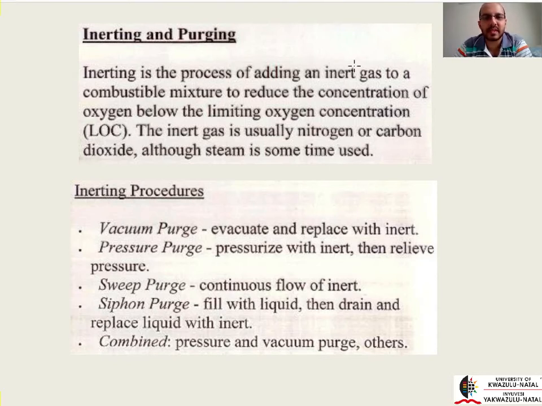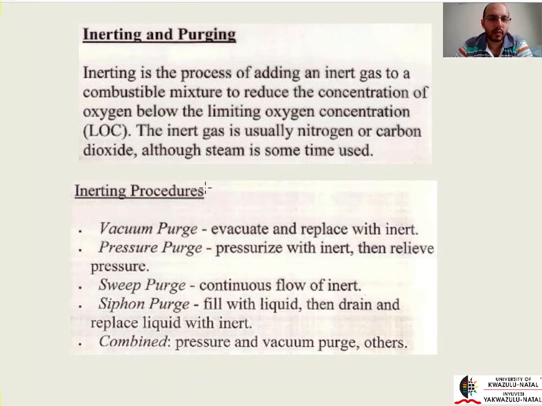Okay, and this is typically achieved through an inerting and purging cycle. So you add an inert gas such as, for example, nitrogen or helium. You add that gas to a combustible mixture to reduce the oxygen such that it's far below the limiting oxygen concentration. And we'll talk about this as we go along. So the inert gas is either nitrogen, it can also be carbon dioxide. Okay, steam is also sometimes used, but not that often.